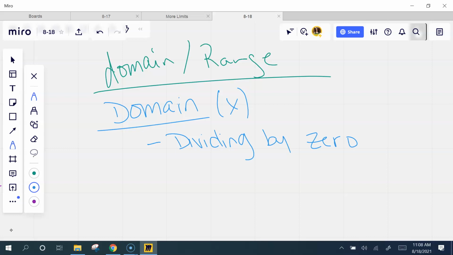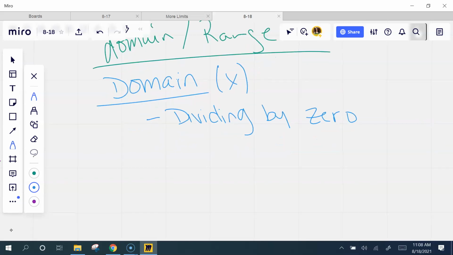All right, we can't divide by 0. Anytime we divide by 0, that's undefined. So if your equation will lead you to dividing by 0, you have to leave those values out of the domain. Do y'all remember when we talked about this? I remember doing domain and range. Okay, let me show you an example.